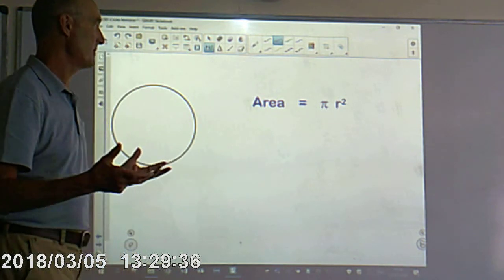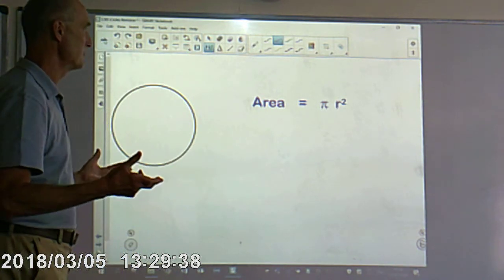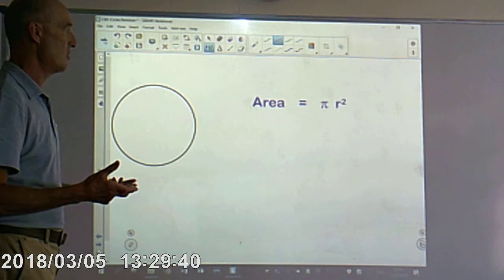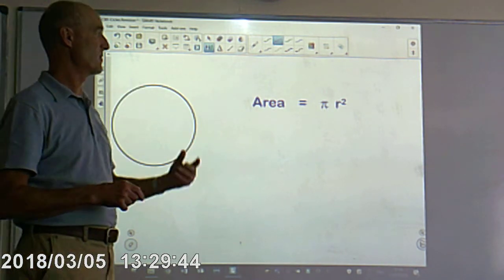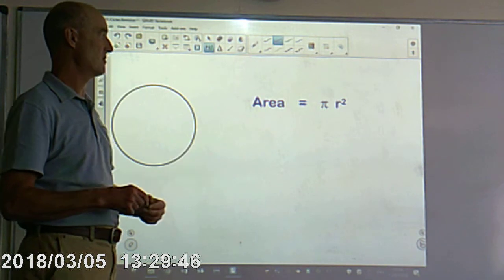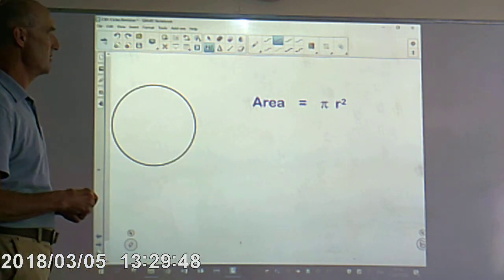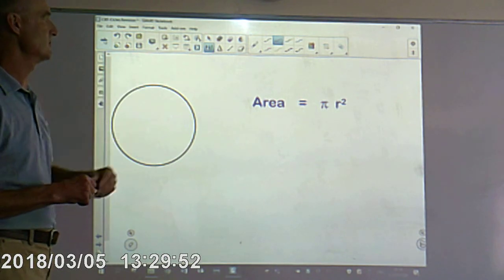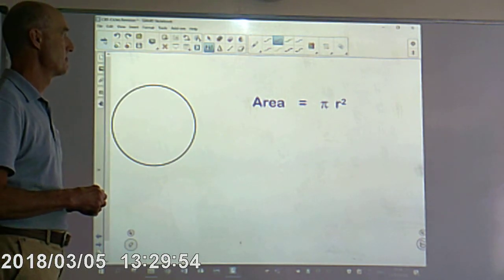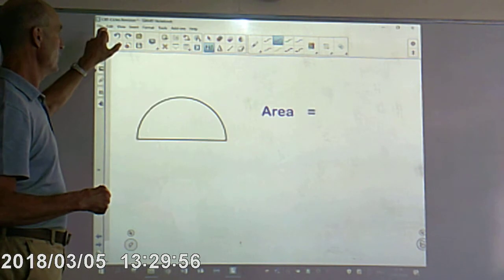It depends on the type of paper, and it depends how accurate they want you to be. R squared, R is the radius, so it is the value of pi multiplied by R squared that gives you the area of a circle. You need to know that formula. It will not be given to you in an exam. Okay, and moving on.